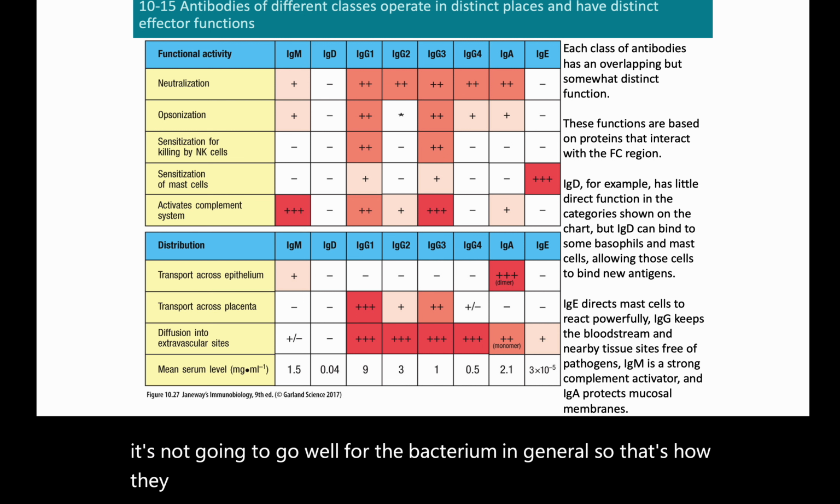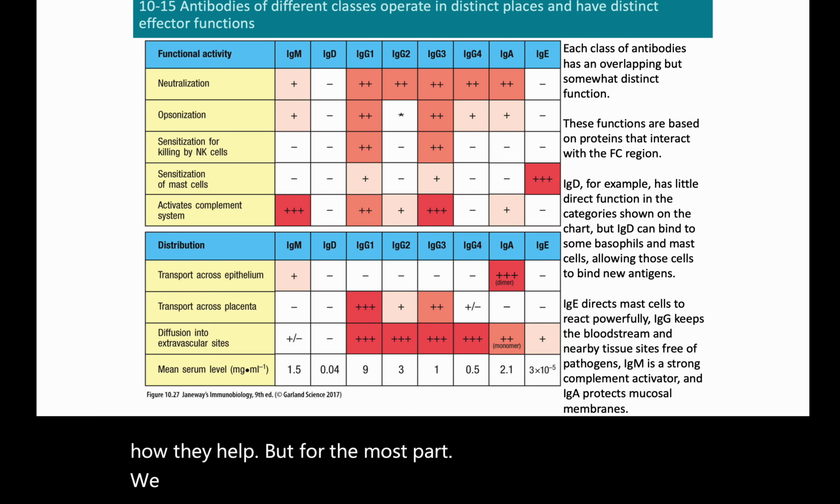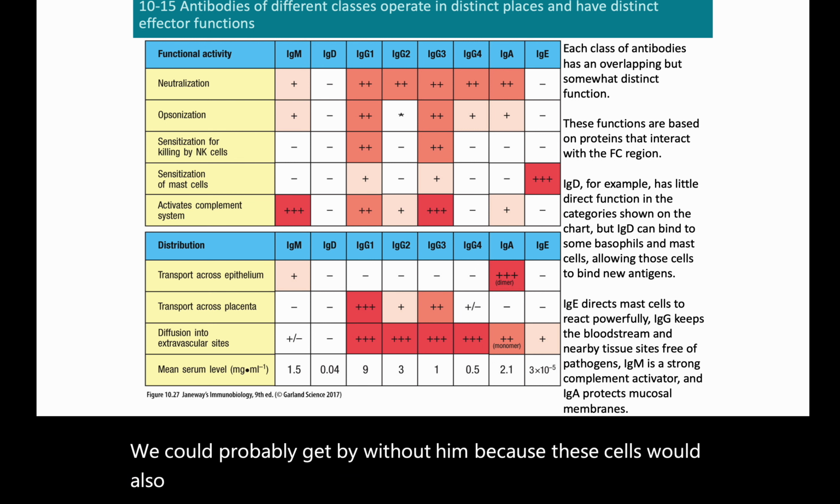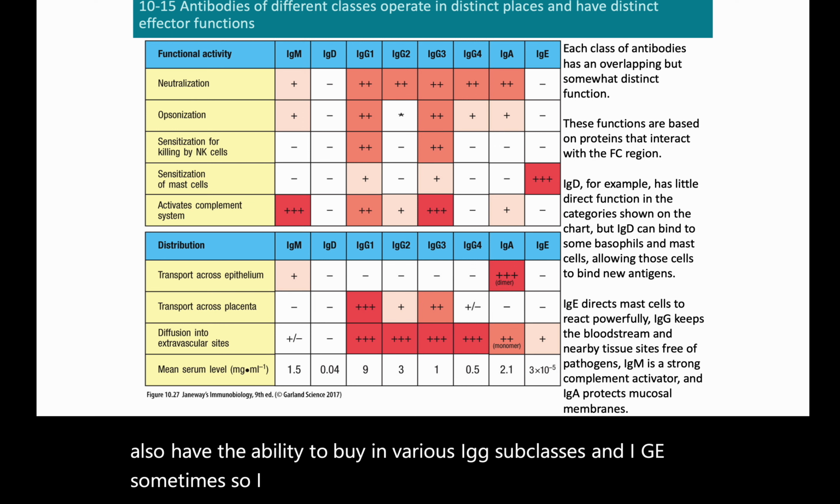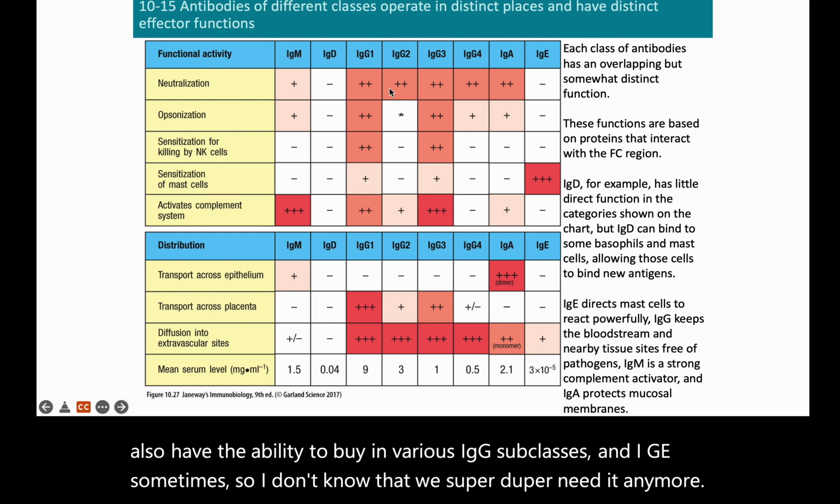But for the most part, we could probably get by without them because these cells would also have the ability to bind various IgG subclasses and IgE sometimes. So yeah, I don't know that we super duper need it anymore. But whatever, that's genetics.